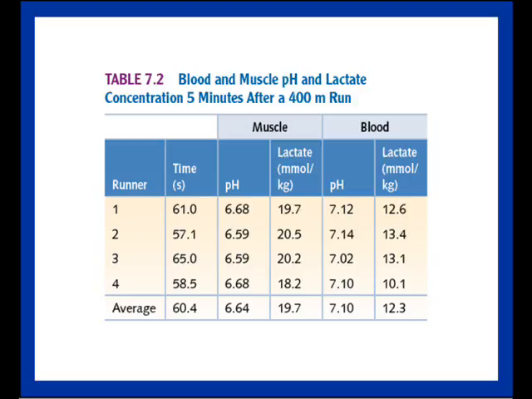This one is showing you some real data for some runners, looking at blood and muscle pH and lactate concentration 5 minutes after a 400-meter run. You can see in particular that their muscle pH values are very, very low, close to exhaustion. We said 6.63, you're going to be in exhaustion, and the average was 6.64 for these guys. This is 5 minutes after a 400-meter run.